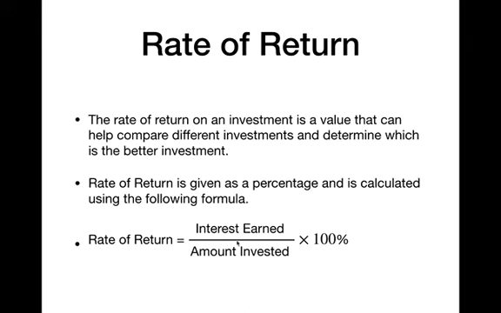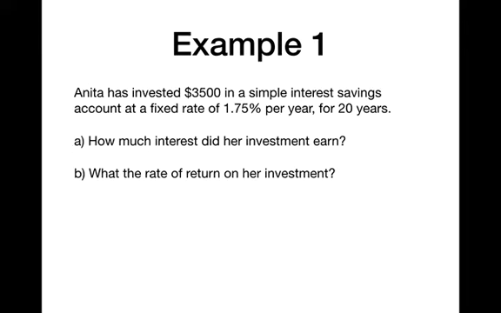A rate of return is given as a percentage, and it's a simple formula where all we do is we take the interest that we earn over the term, divide it by the original amount that we've invested, and then multiply it by 100% to get it as a percentage. Okay? So we're just going to do 2 quick examples with this one.